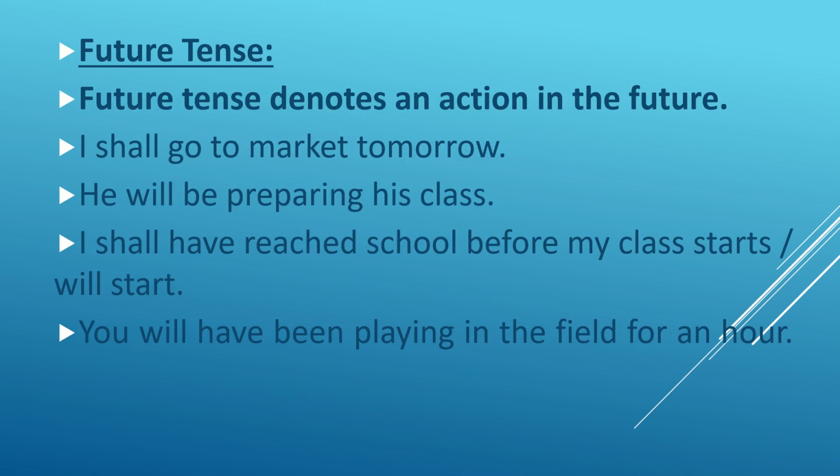Now, future tense. Future tense denotes an action in the future. That is, it is not now, it is not in the past, but it will be done in the future. That is future tense. Here are some examples of future tense, different types. I shall go to market tomorrow. He will be preparing his class. I shall have reached school before my class starts. And last one, you will have been playing in the field for an hour. So here are different types of future tenses.